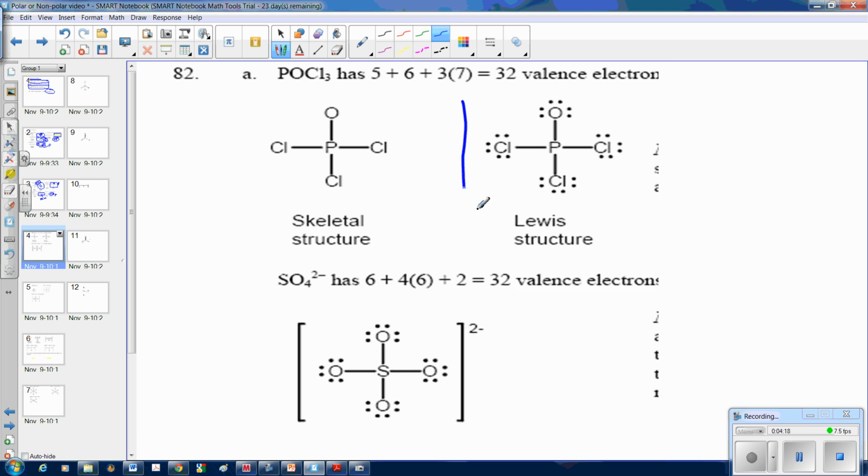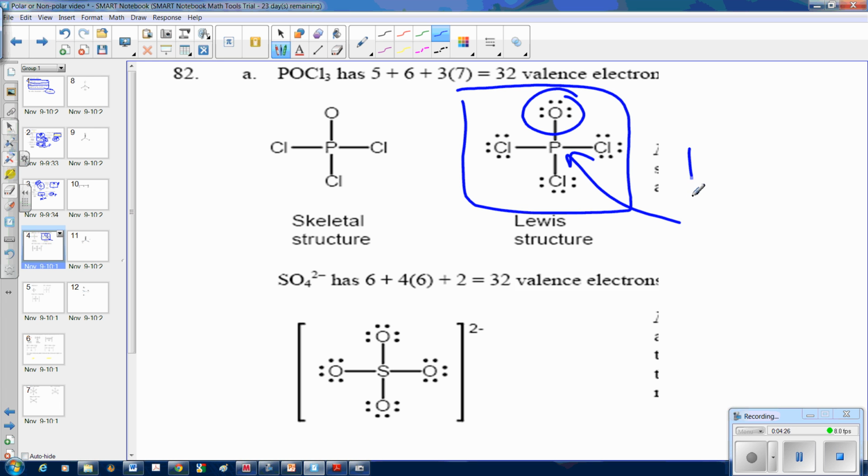POCl3. There you go right there. There's a Lewis structure. No lone pairs on the central atom, but different terminal atoms. You got 3 chlorines and 1 oxygen. Automatically makes this molecule polar.